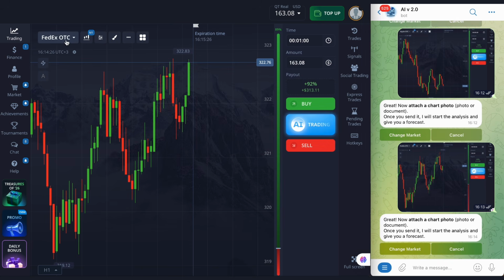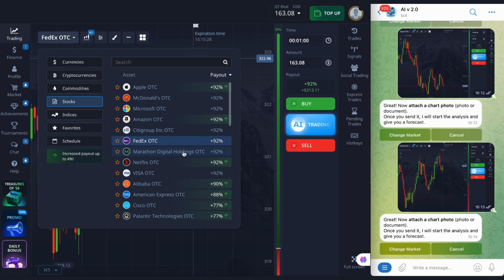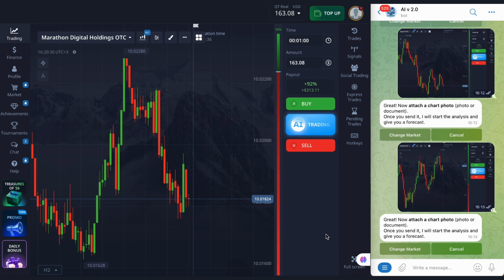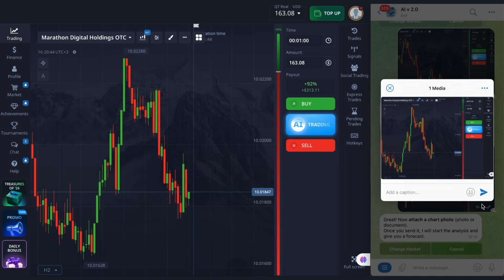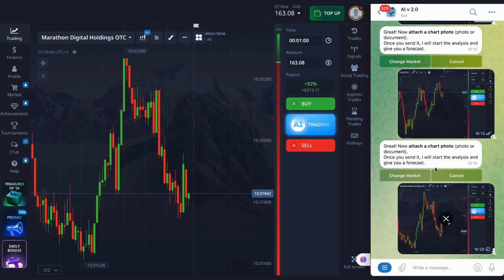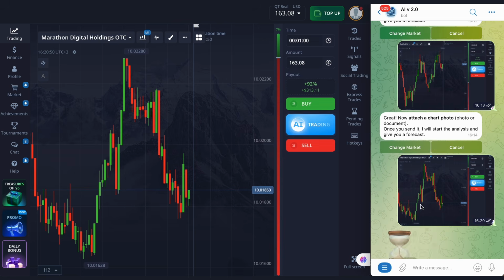Let's go ahead and hit the market with our next trade, which is gonna be on Marathon Digital Holdings. That's gonna be our next trade on the hit list. Let's go ahead and take a nice screenshot of Marathon Digital OTC, attaching it to our AI screener. And what is this gonna be? We're about to find out. It says once we send it, it's gonna start the analysis and give us the focus, ladies and gentlemen.